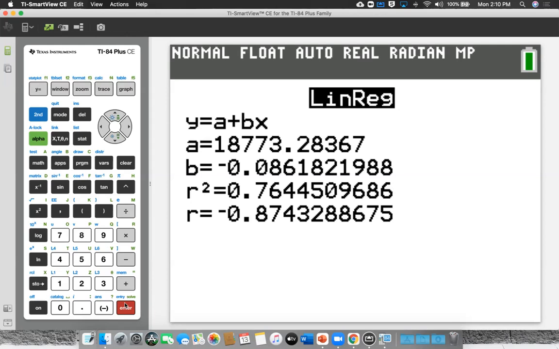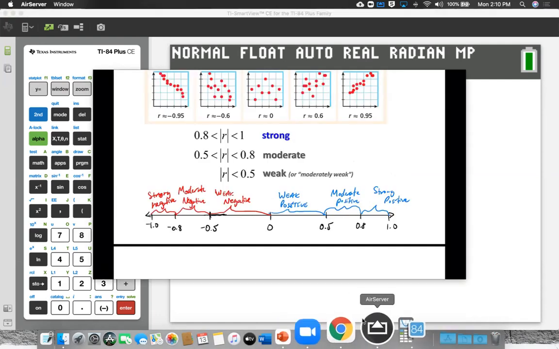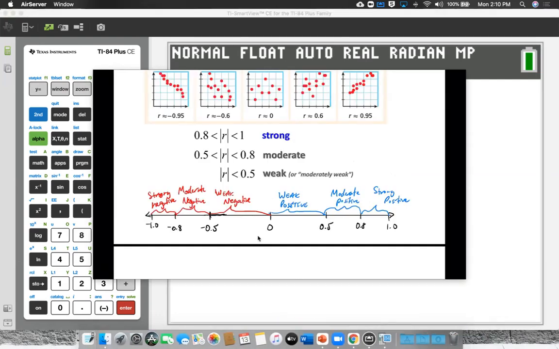And you can't see it because this is covering it. This number line right here, the one we drew, it's the same as this number line, but it's just more visual. So negative 0.874, whatever it was, is in this area here, which is strong negative.